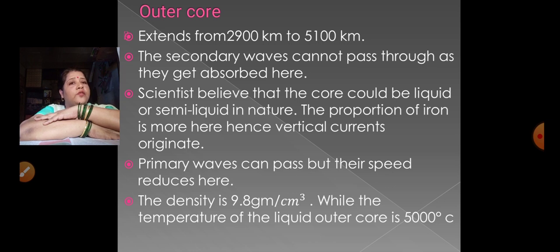The density of this outer core is 9.8 gram per centimeter cube, while the temperature of the liquid outer core is 5000 degrees Celsius. You can imagine, where we were talking about 2200 to 2500, here it is 5000 degrees Celsius. So much temperature is over here.